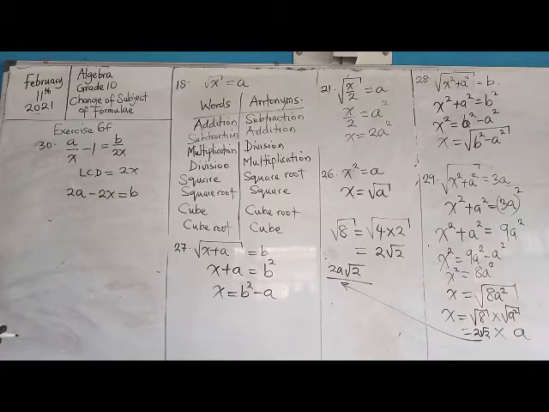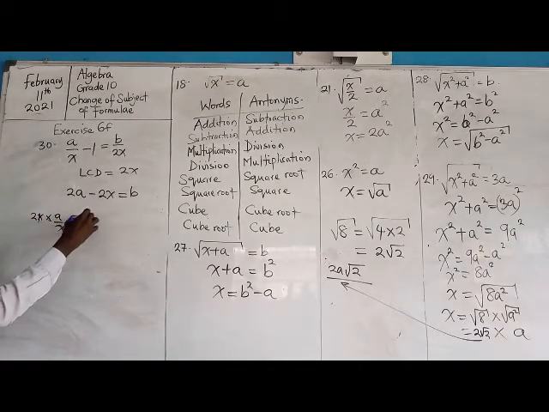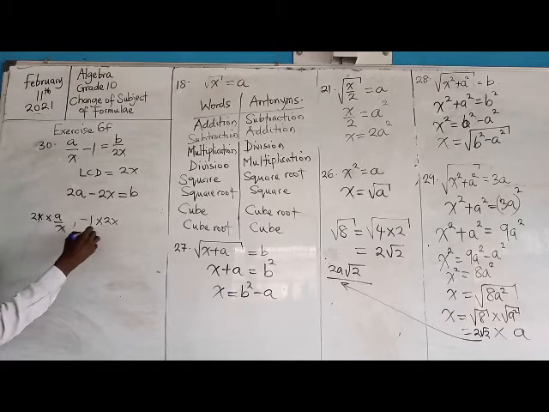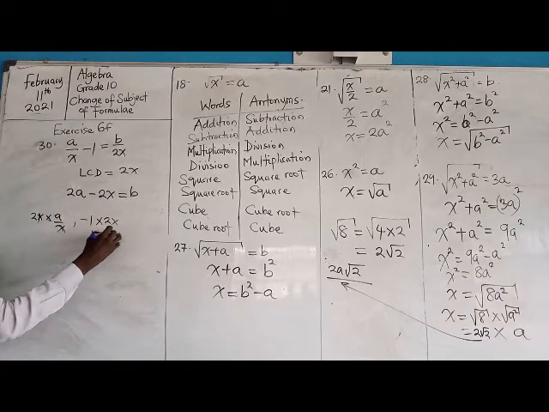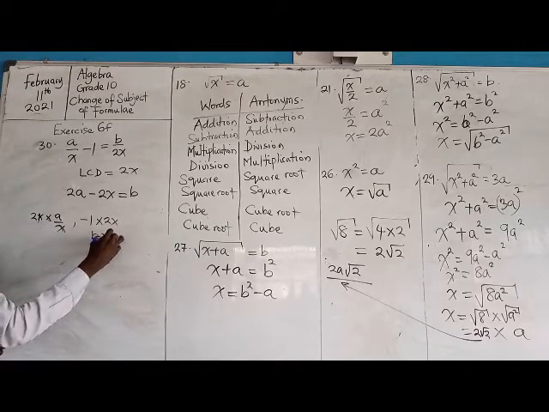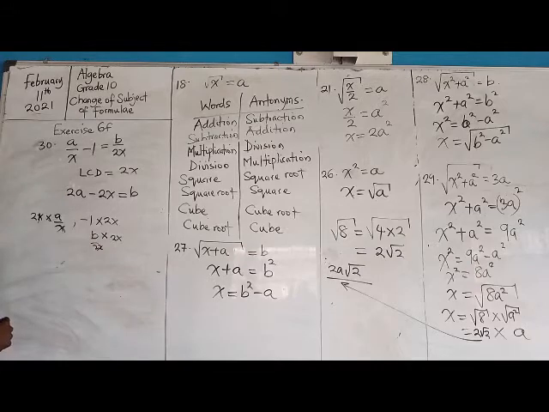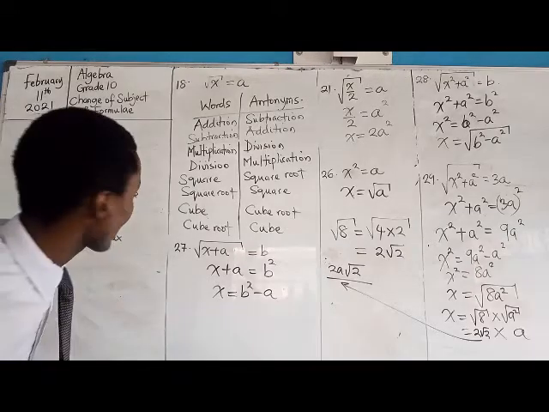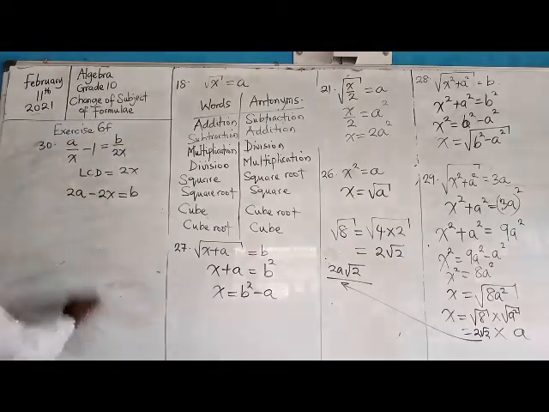Now, some person will be asking, how is that possible? Use 2x to multiply a over x. You're going to see 2a coming out. Use negative 1 to multiply 2x. You're going to see 2x coming out. Use b over 2x to multiply 2x. You're going to see b coming out of that. I hope that has convinced a number of us.